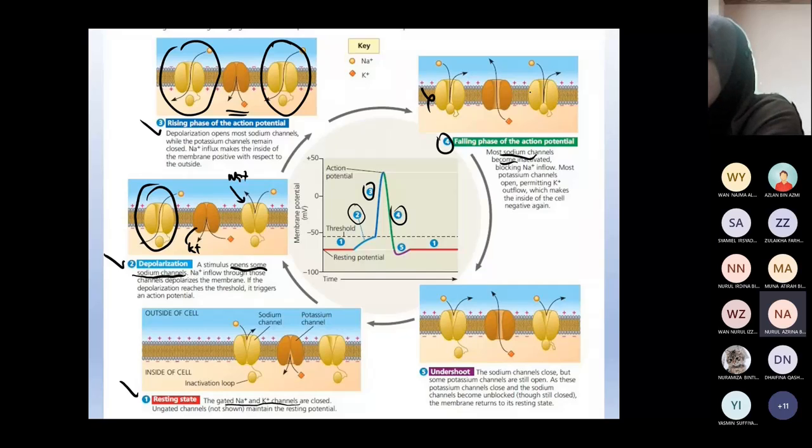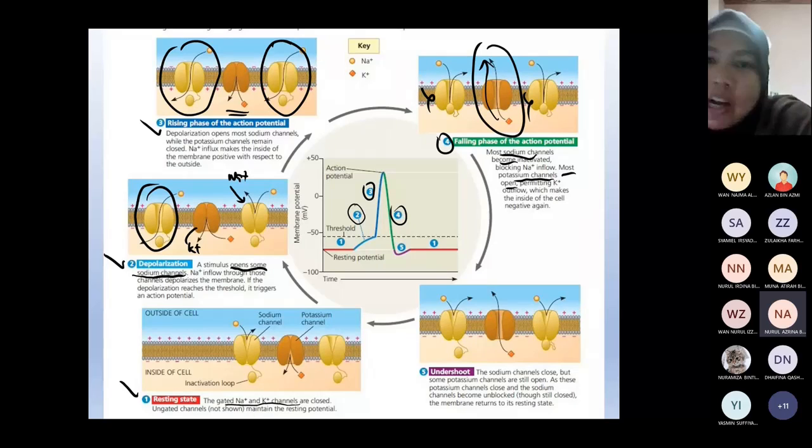So you can see the sodium ion channel is now inactivated. It is closed, but most of the potassium ion channels are open. And that is why potassium ion diffuses out, or we call it outflow or efflux, out of the cell and makes the inside of the membrane negative again.